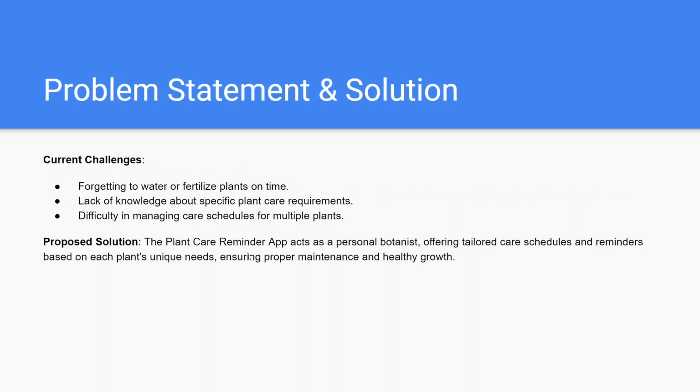So let's move to the problem statement. What are the current challenges? Forgetting to water or fertilize a plant on time, lack of knowledge about specific plant care requirements, and difficulty in managing care schedules for multiple plants. What is the proposed solution that we are going to do? The plant care reminder app acts as a personal botanist, offering tailored schedules and reminders based on each plant and its unique needs, ensuring proper maintenance and healthy growth.